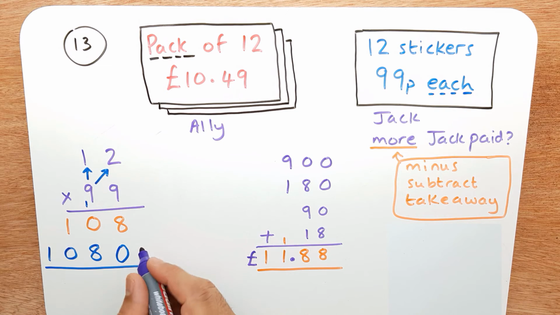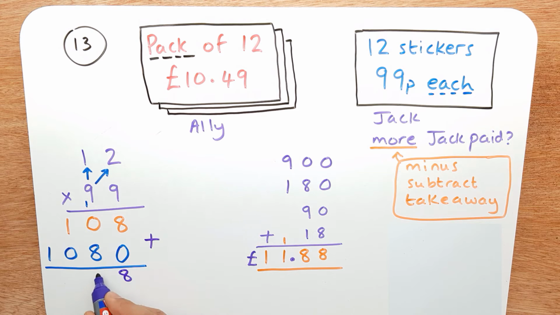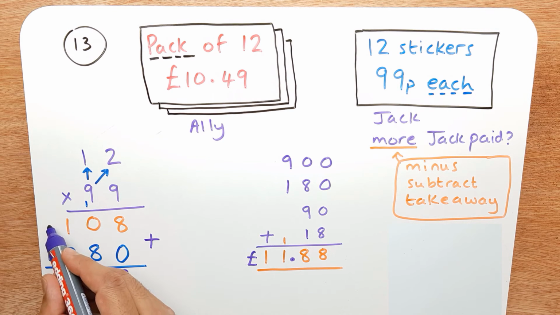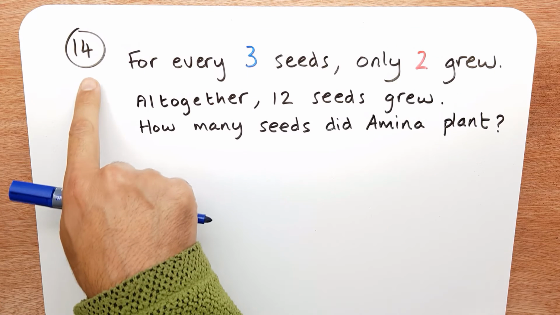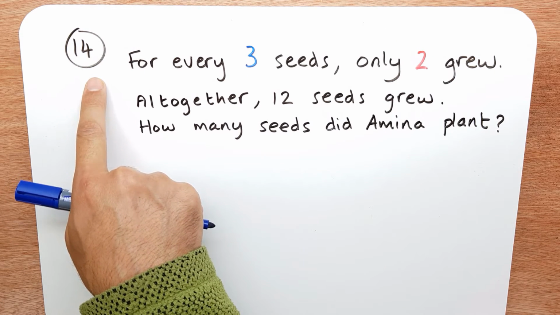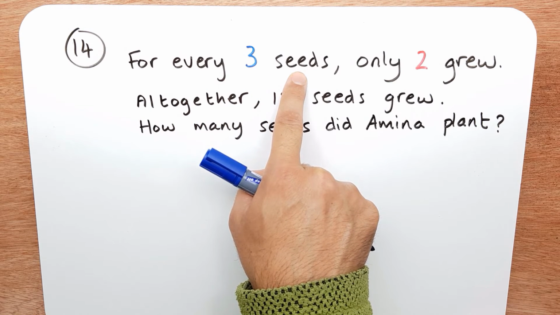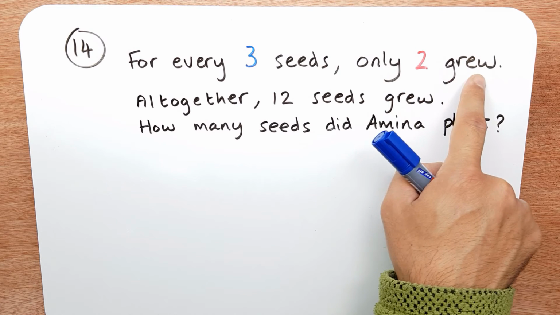Now we simply add these two numbers. So 8 add 0 is 8. 0 add 8 is 8. 1 add 0 is 1. And there's nothing there. Nothing add 1 is 1. So this is our number. And because it's money, what we do is we count back 2 places. 1, 2, and we put the decimal point there. So our answer is 11.88. And because it's money, it's going to be £11.88.